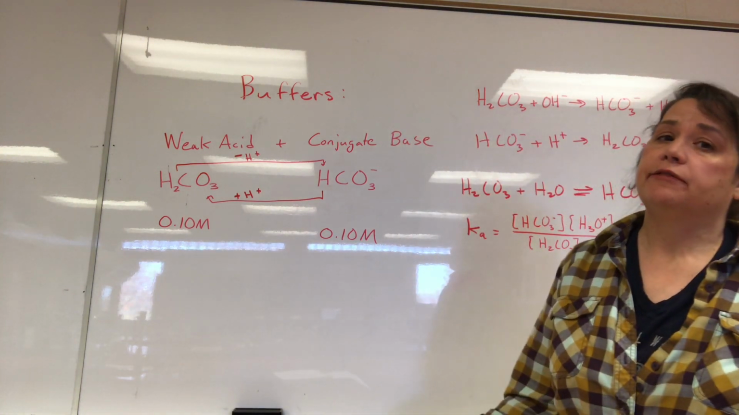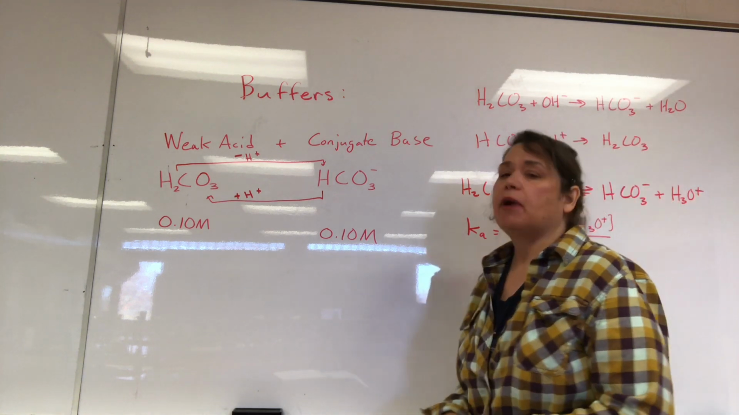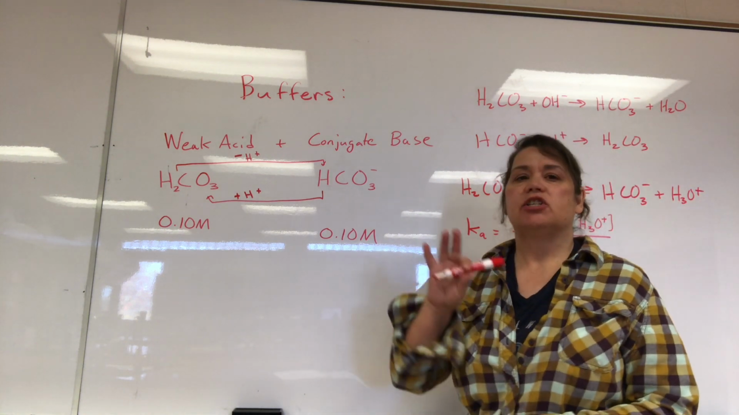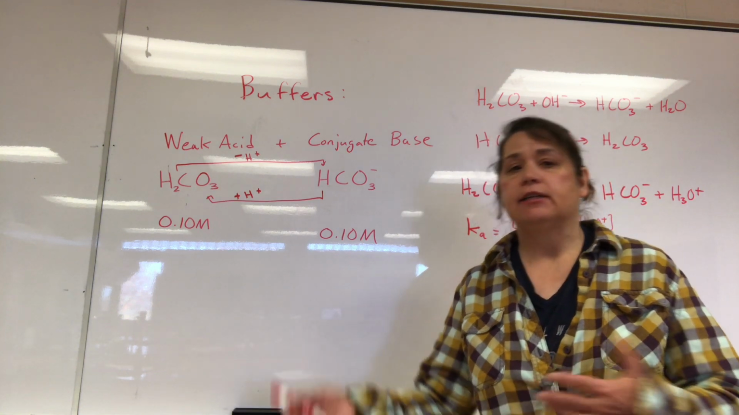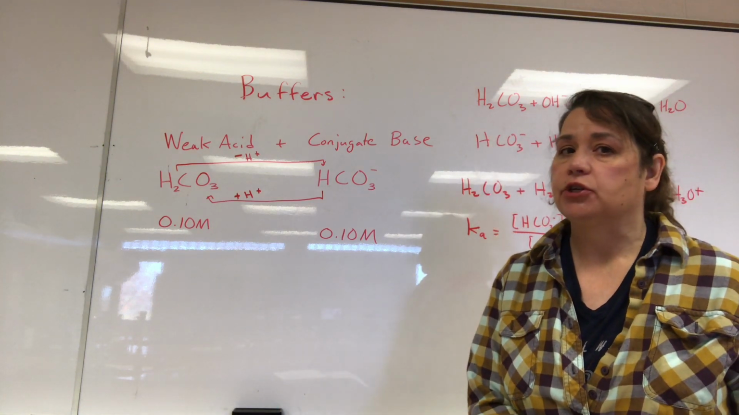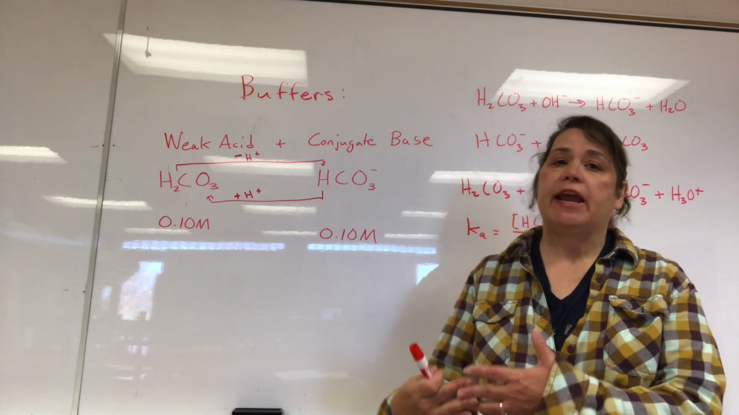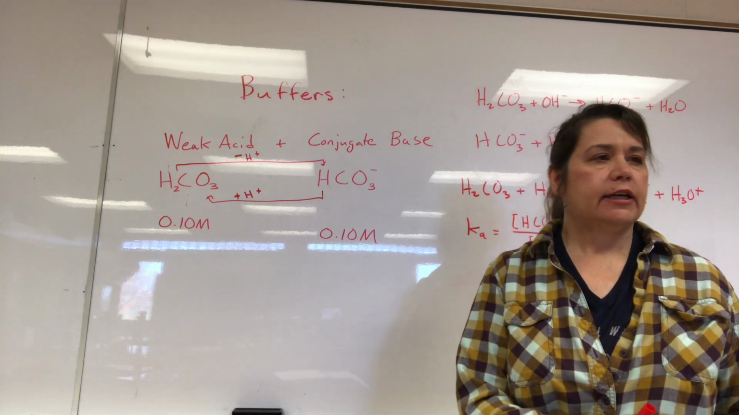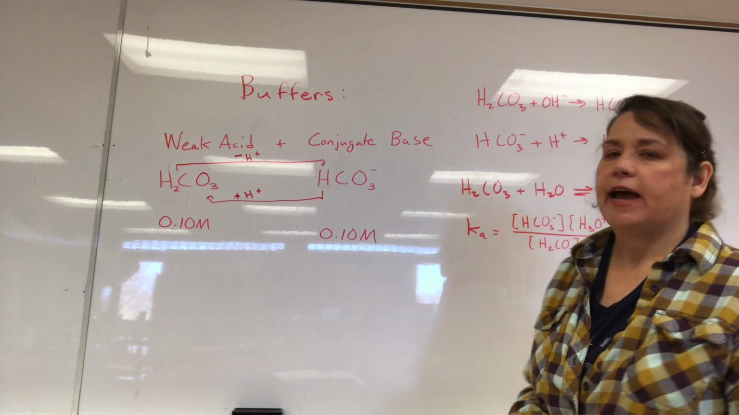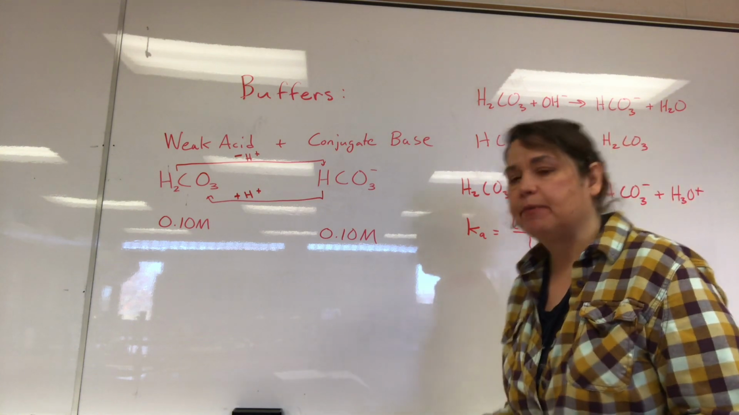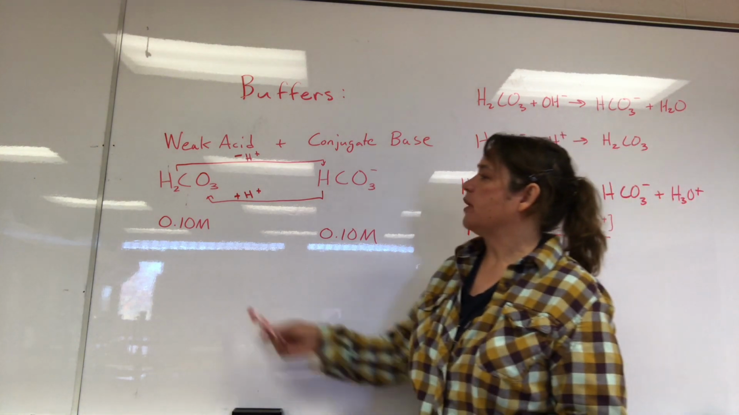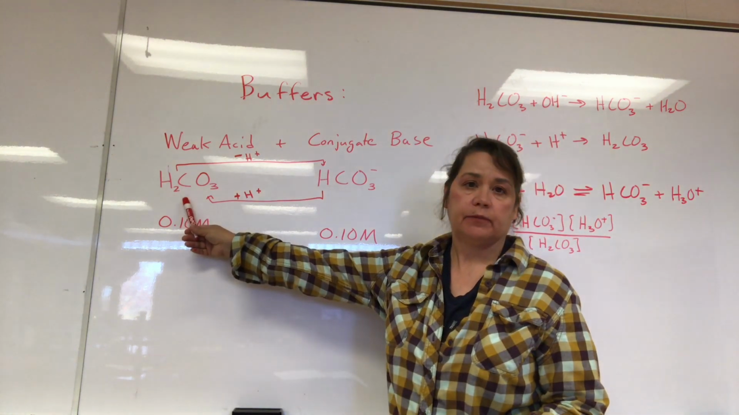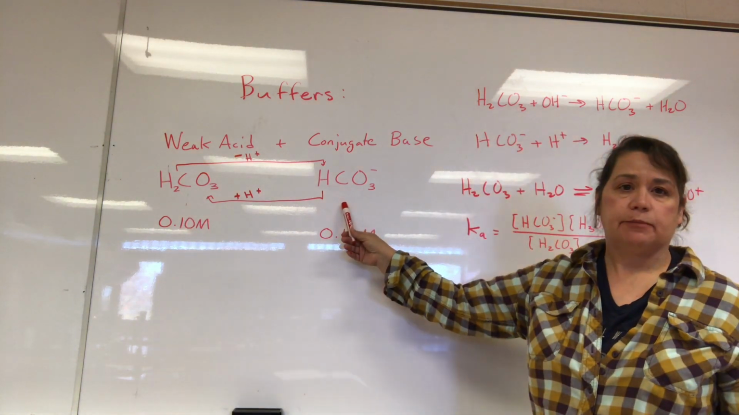Now, what's the point of this? The point is that a buffer solution resists change in pH. So if I add small amounts of acid or small amounts of base to my solution, I will see that the pH will change, but not by a lot. It will buffer the effect of the acid or the base. So why does that happen? Well, it happens because in the solution we have something that acts acidic and something that will act basic.